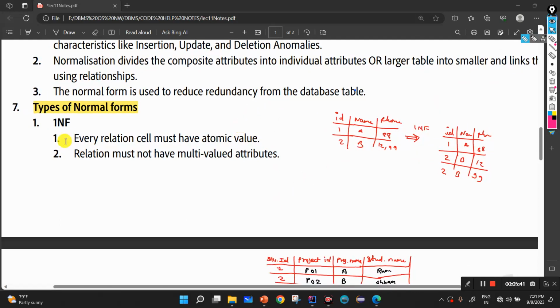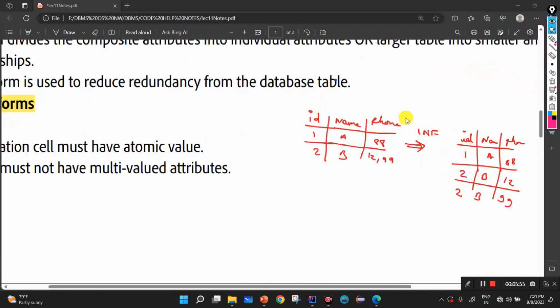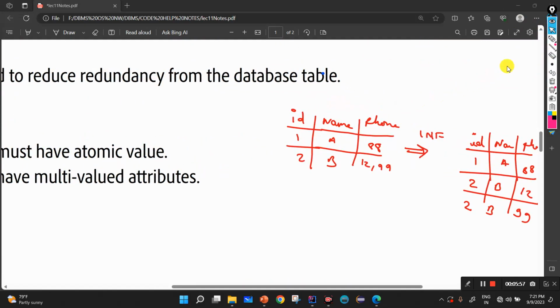So number 1 is the first normal form, 1NF. 1NF means first normal form. So let's suppose there is our table. You are seeing it here. What you are observing is that this is our id, id 1, id 2, name, let's suppose AB, phone number, let's suppose there are some phone numbers.